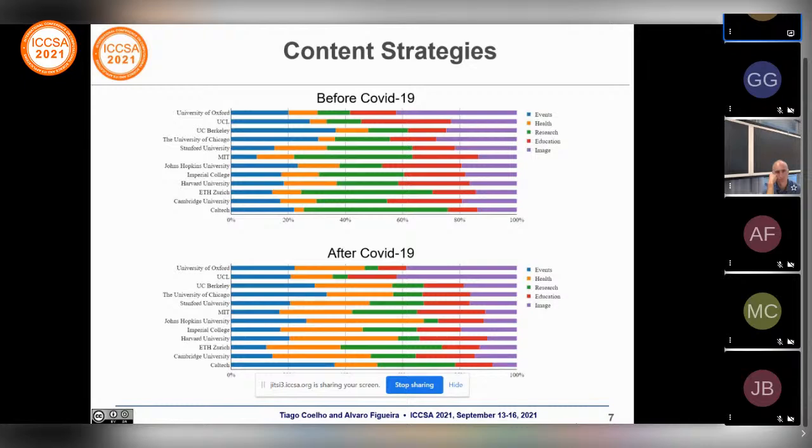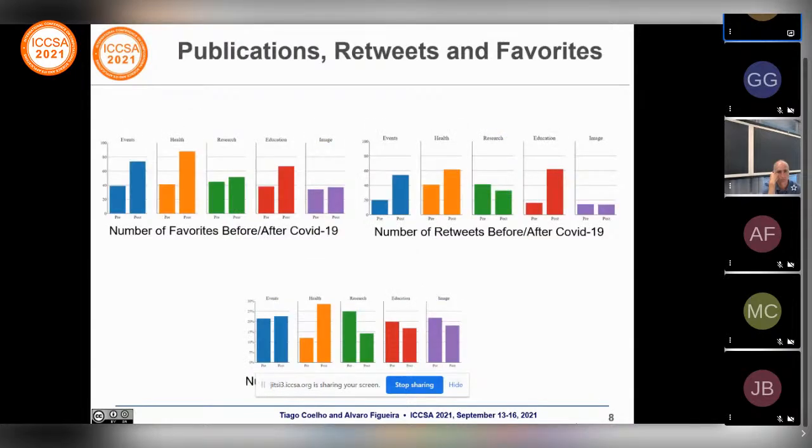The institutions like UCL and Caltech showed the greatest changes by switching to a dominant topic that is not actually health. UCL changed to image and Caltech switched to events. After this, we wanted to see the impact of the COVID-19 publication directly in the areas and not the strategies. So we gathered the following histograms.